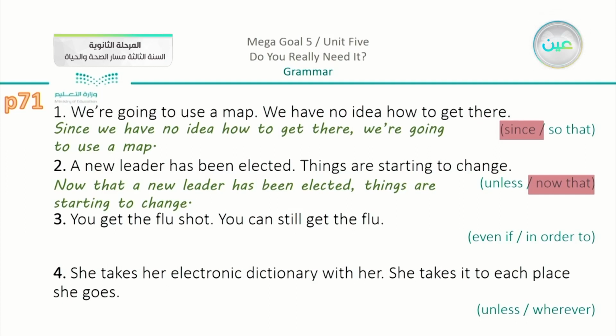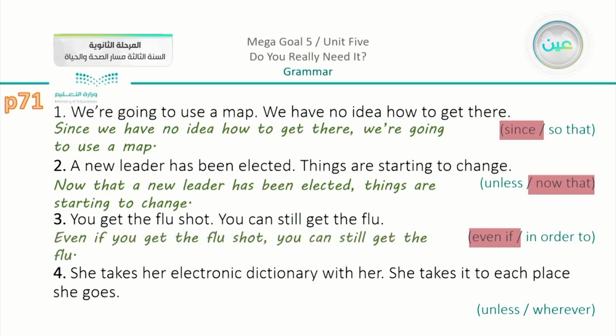Number 3, you get the flu shot, you can still get the flu. So even if, or in order to, you can still, which shows here that we have condition. Now we can say here, choosing even if, you get the flu shot, you can still get the flu, or you can say you can still get the flu even if you get the flu shot.